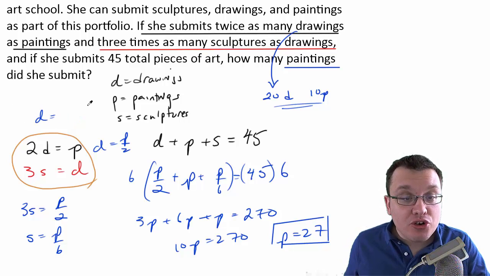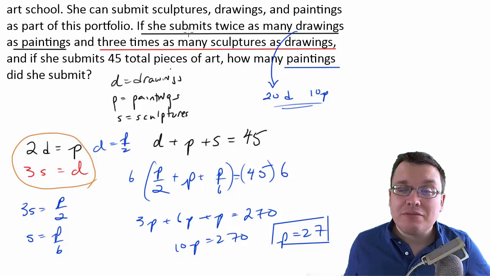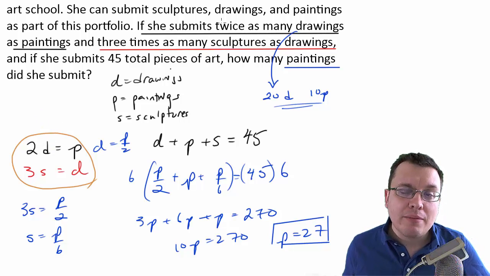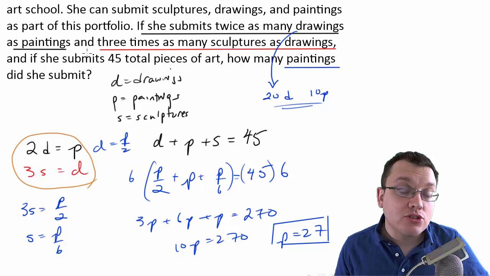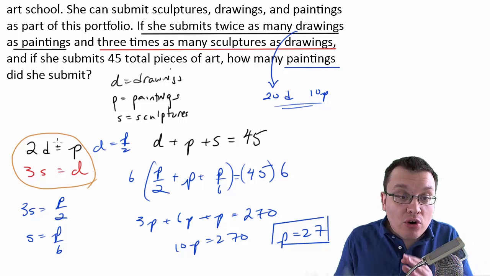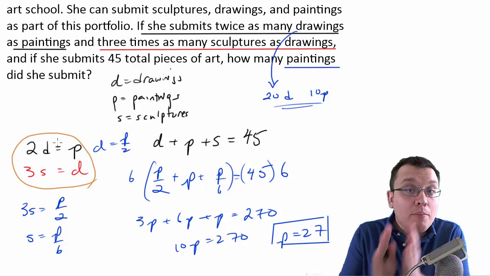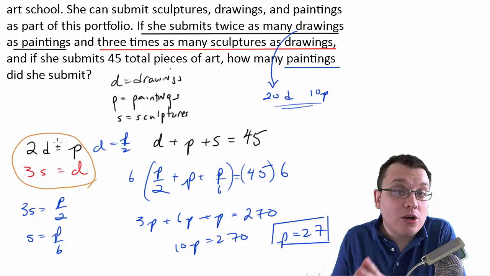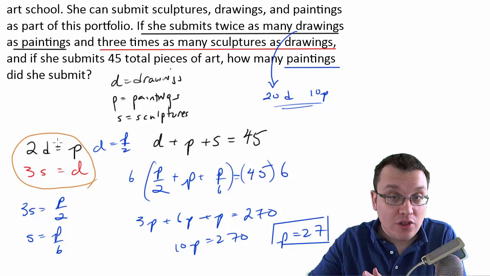So the issue when you're translating, you cannot simply translate as you see it. You have to realize, okay, wait a minute. If there are twice as many drawings as paintings, then in order to set them equal, in order for the number of drawings and the number of paintings to be equal, I would need to double the number of paintings.